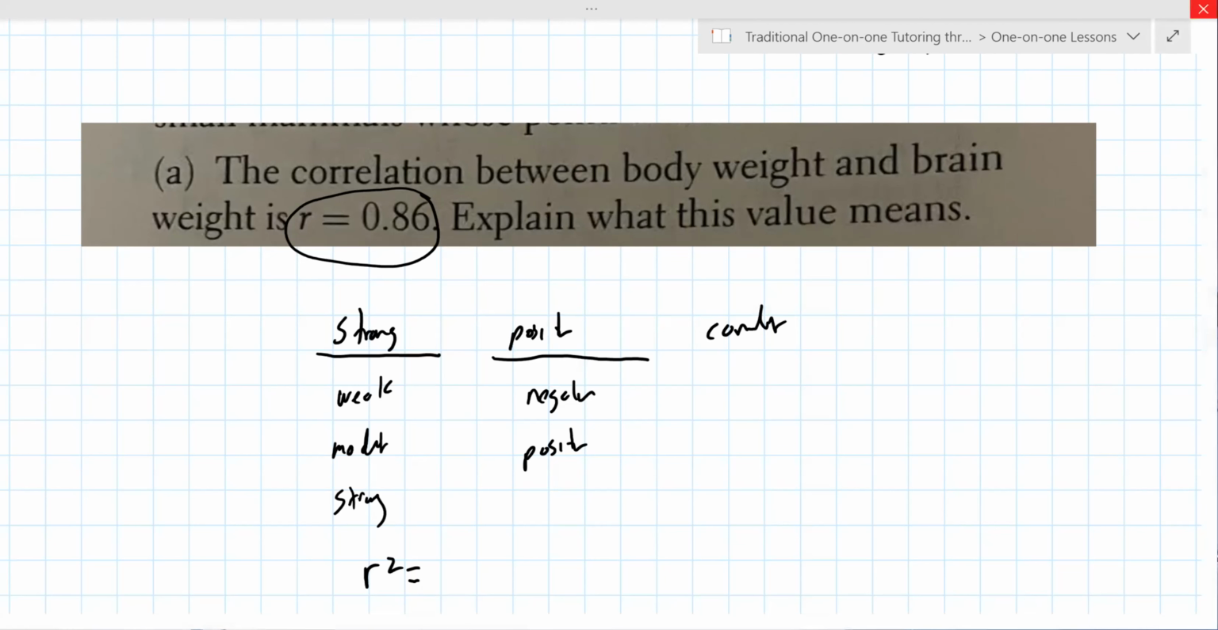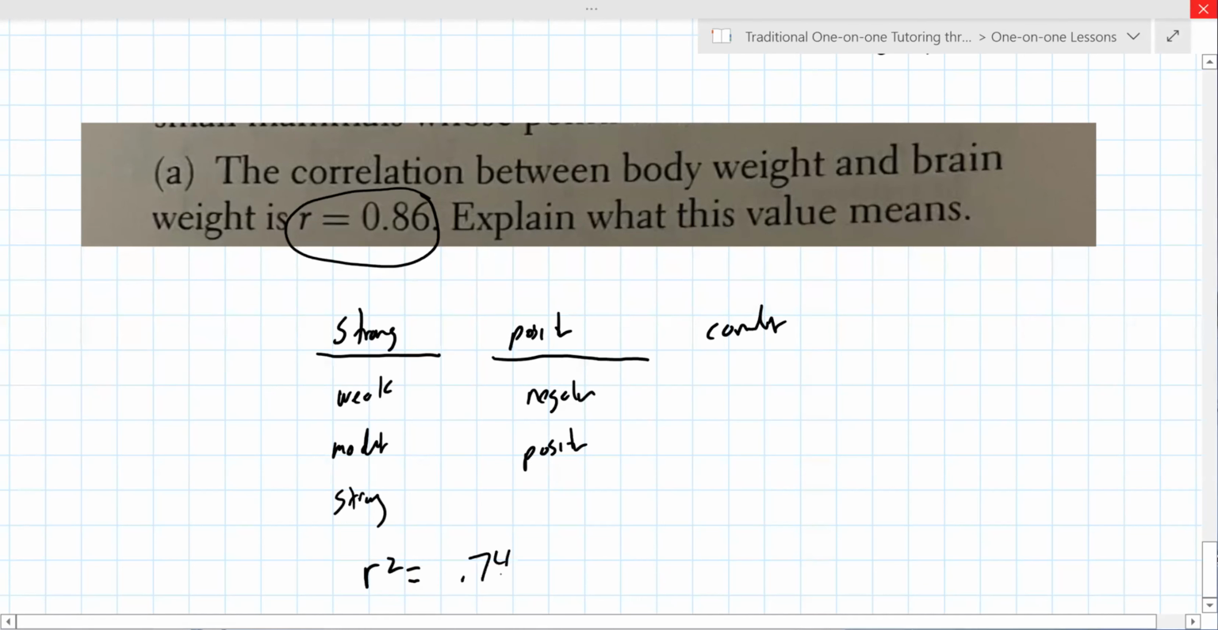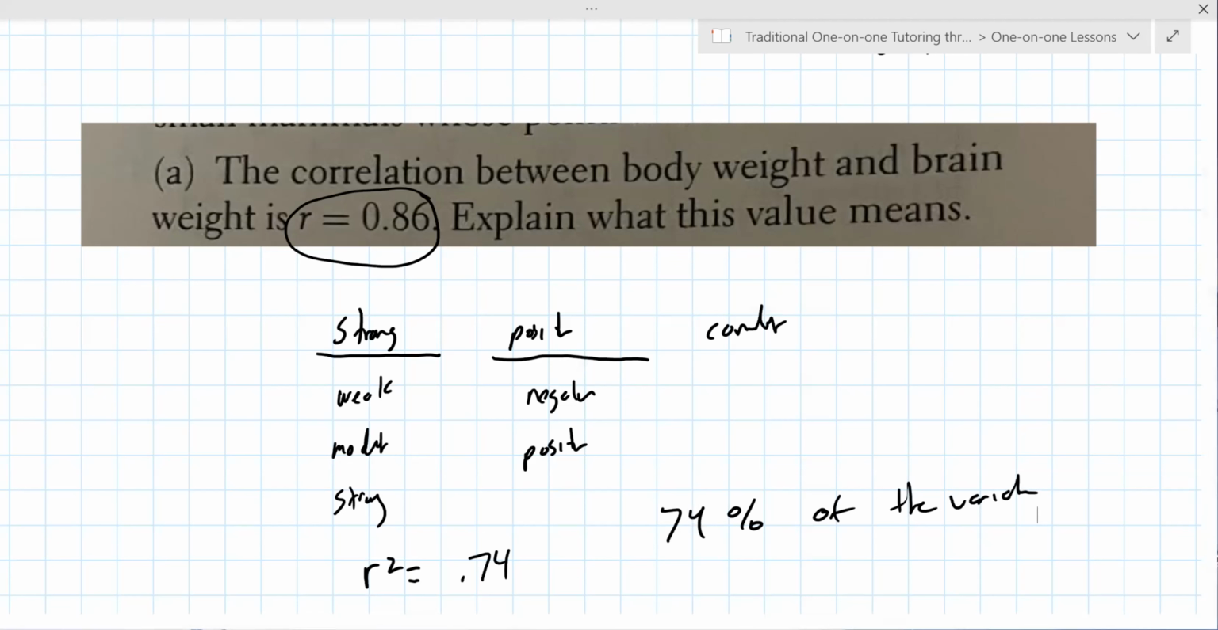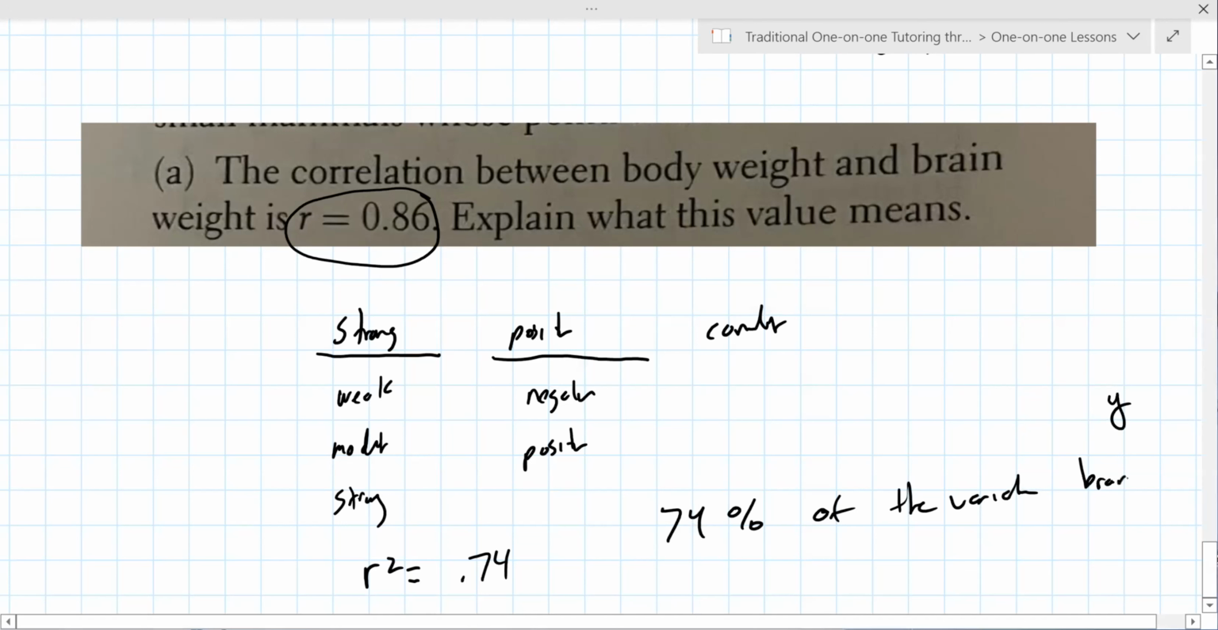If we were to calculate R squared, we should do that real quick. I know it's not a complicated one, but we should get that value. So I'll say about 0.74. R squared means 74% of the variation, and then we have to determine which is the input and which is the output. Let me go back and look. This was from question 22. The brain weight is your Y. So 74% of the variation in brain weight is predicted by body weight.